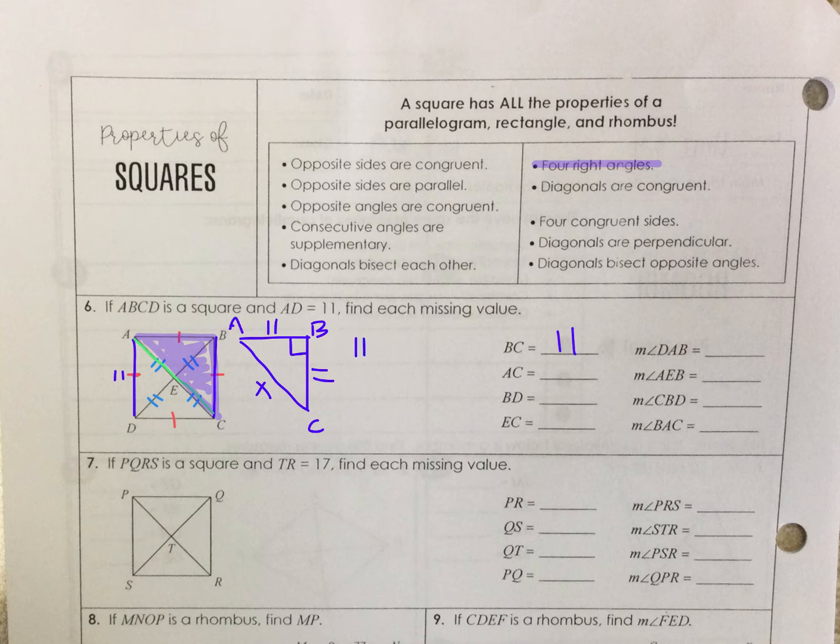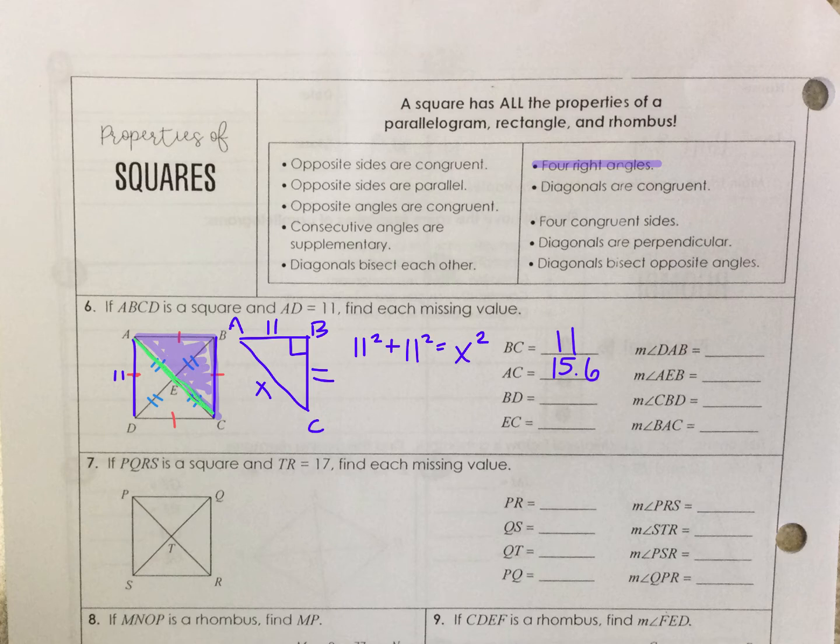So we would say 11 squared plus 11 squared equals x squared. When you work that out, you get 15.6. So that whole line, the one I marked in green right here, is 15.6.